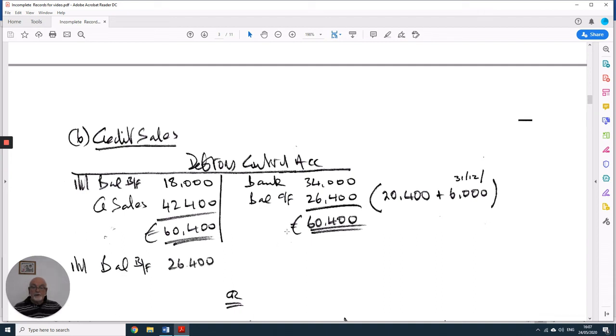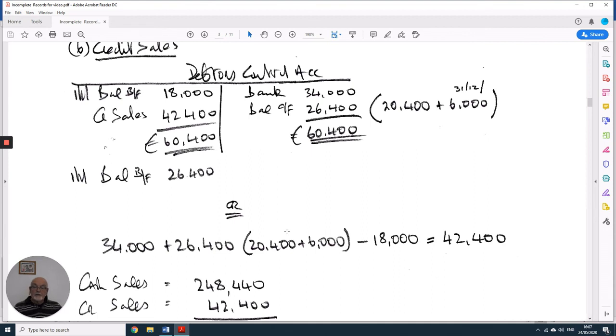Alternatively, without using debit and credit, you could look at it in a slightly different way. You could say that during the year, our customers paid us 34,000. At the end of the year, they still owe us the 26,400. That's the 20,400 plus the 6,000 we omitted. At the start of the year, they owed us 18,000. So that must mean that we sold them 42,400 euro worth of sales. Again, they paid us 34,000 and still owe us 26,400. And at the start of the year, they owed us 18,000. Therefore, we must have sold them 42,400 euro on credit.